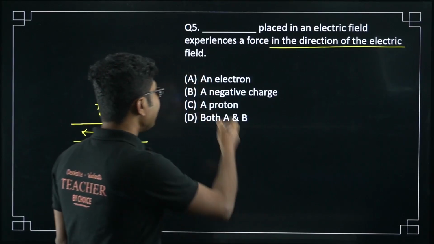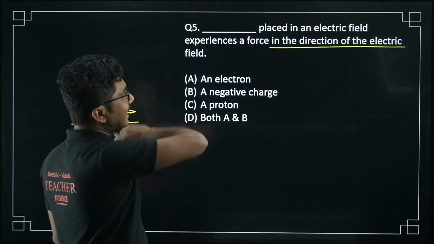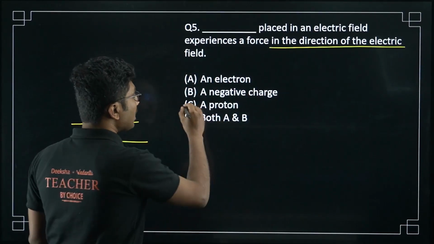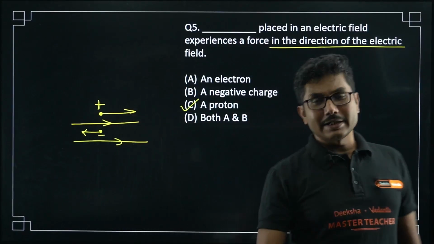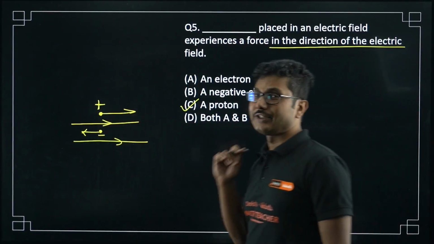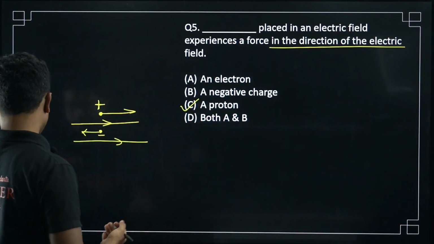What is the given option in this case? Is a positive charge. So if you see, the electron is negative, the neutron is neutral, so only the proton is a positive charge. If you place a proton in the electric field, it will experience a force in the direction of the electric field. So the answer is a proton.